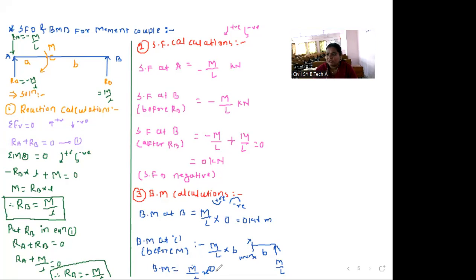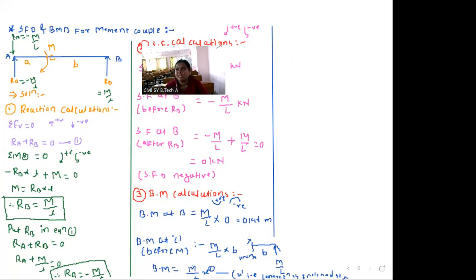So if the power of X is 1, at that time what type of connection is it? X raised to 1, the connection is an inclined straight line. Please remember, the connection is an inclined straight line. So the bending moment at C is M by L into B, and here the power of X is 1, so the connection is an inclined straight line.